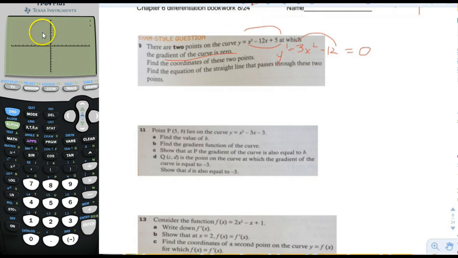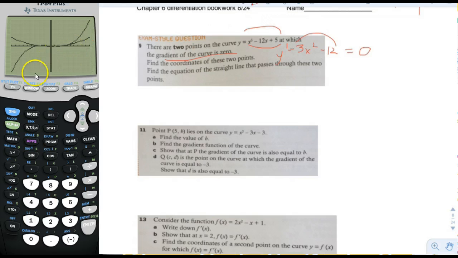Okay, so here's the graph of the original function and the gradient function. And it's a little bit zoomed in, so I'm going to do zoom fit. If I do zoom fit, then I'll be able to see. Okay, so there is the original function. It's a cubic. And then the gradient function is a parabola.